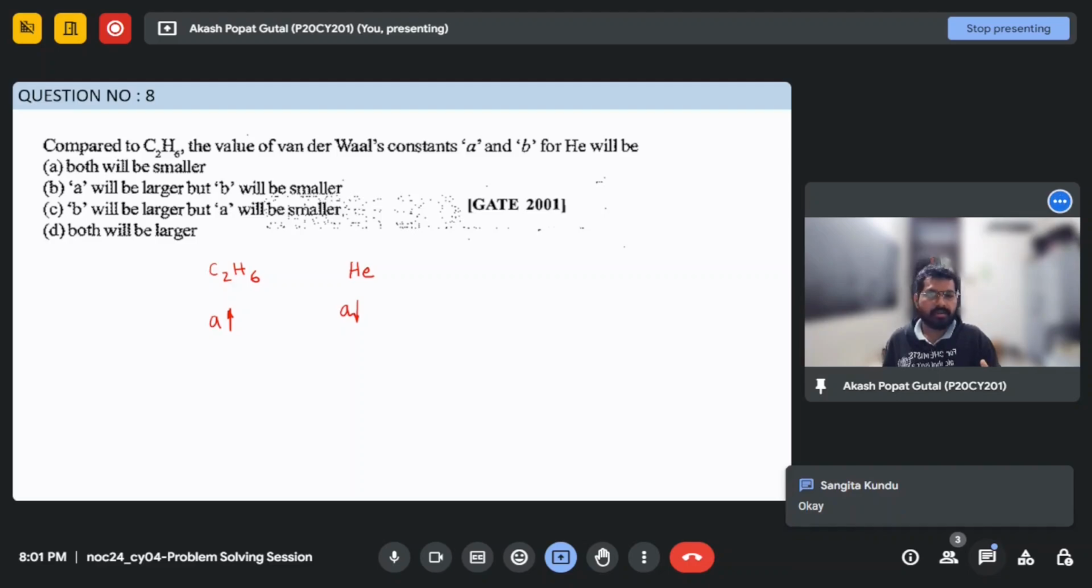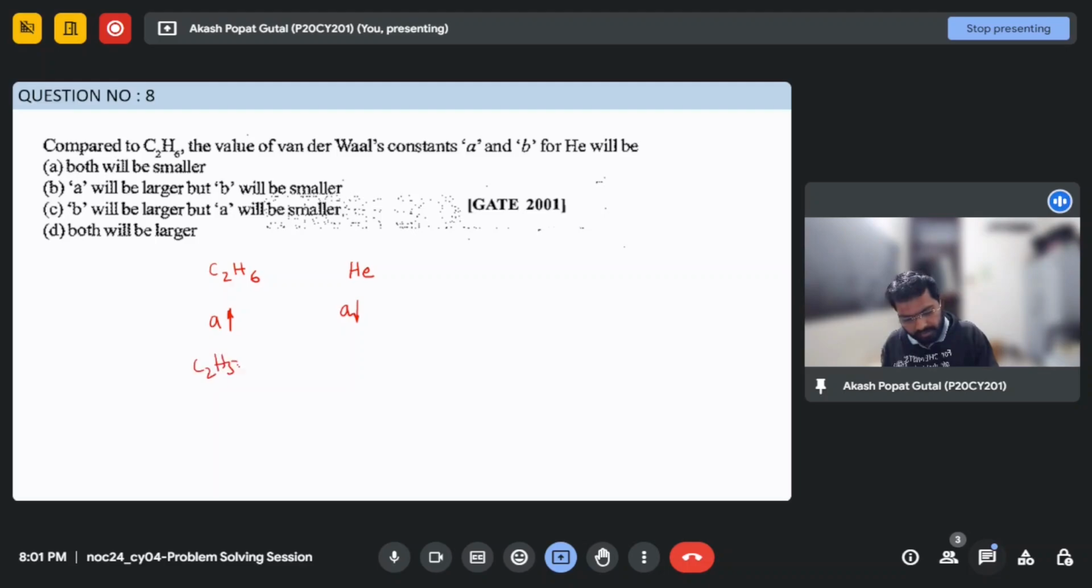And B is related to the total volume of only the gas. So the total volume that C2H6 occupies is actually more than helium. Helium will be small and this will be large. So B will be large for C2H6 and small for helium. So your answer must be A. Both will be smaller for helium.